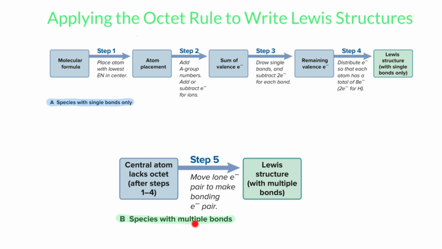Then next one, species with multiple bonds. Sometimes the central atom lacks an octet, meaning it is deficient in getting the octet. After 4 steps, then you will get the 5th step. In this Lewis structure with the multiple bond, how will you get it? Move one lone pair of electrons to make a bonding electron pair. So one of the lone pairs is converted into a bond pair, then a multiple bond, that may be a double bond or triple bond, forms. So now these are just rules. Remember them, and we will discuss a clear example now, then you will understand.